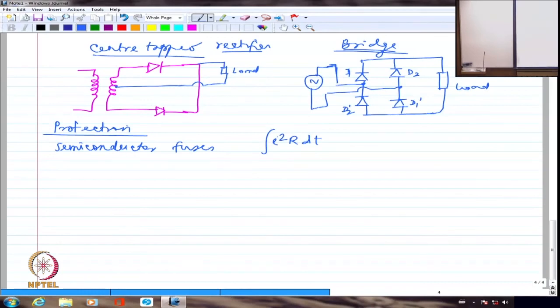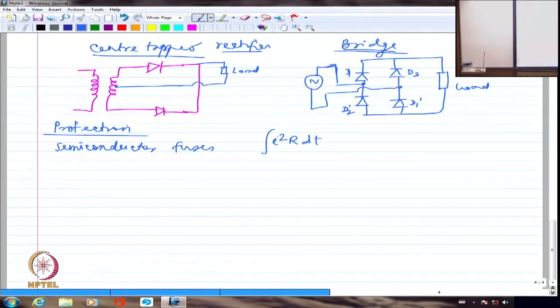So, the I square T rating of a fuse has to be smaller than the I square T rating of the device, so that the fuse conks out first before the device is affected. Otherwise, it doesn't make sense. The device will go bonkers, right? We don't want that to happen. That's the reason why we have to use a fuse whose I square T rating is smaller as compared to the device rating itself. So, the device will not conk out. Before that, the fuse will burst. That's what will happen, right?